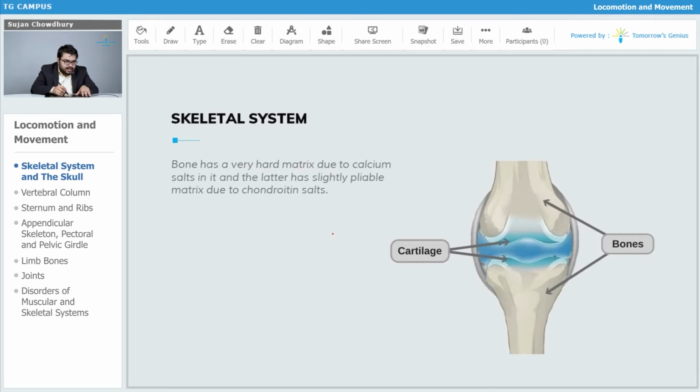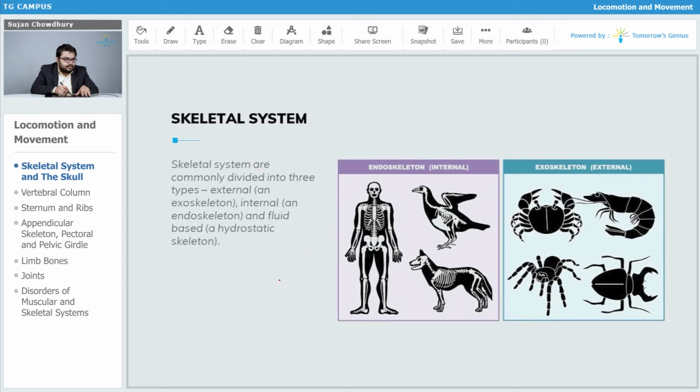The bone has a very hard matrix due to calcium salts in it, and the latter has a slightly pliable matrix due to chondroitin salts. The skeletal system is divided into three types: external, internal, and fluid based. So yes, we commonly divide the skeletal system into an external or exoskeleton, which we find in the insects. We have an internal or endoskeleton, such as in the vertebrates, and a fluid based or hydrostatic skeleton, which you observe in organisms such as the earthworm.